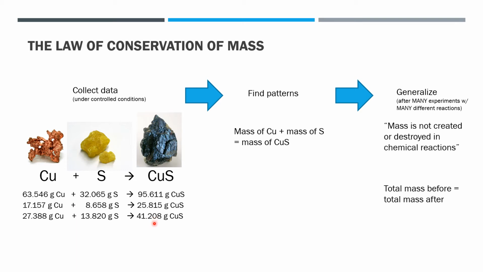The data supports the conclusion that chemical reactions do not change the total mass, because the total mass before is the same as the total mass after in every one of these experiments. Now if we do this over and over and over again, and we try it with many different reactions, and we come to the same conclusion, the total mass before is the same as the total mass after, we can elevate that conclusion to a law. And the name of the law is the law of conservation of mass.